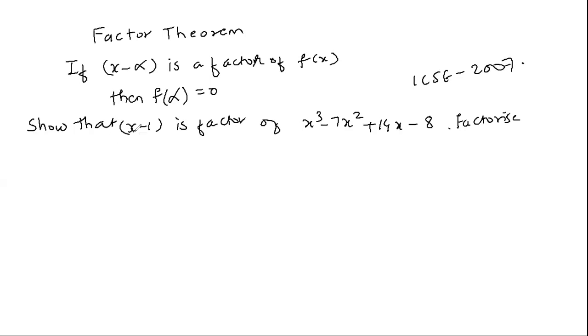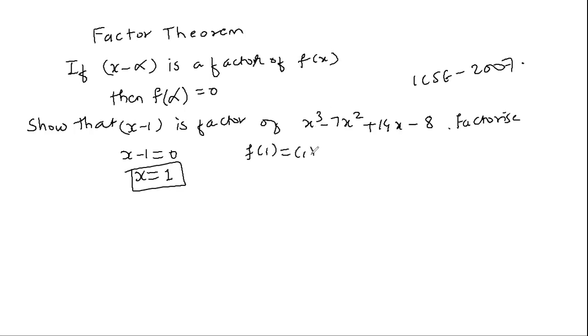So first, how to show whether x minus 1 is a factor of this? It's very simple. What we need to do is just take x minus 1 equal to 0, equate this with 0. So we'll get x equal to 1, right? And what you need to do is you just need to put f of 1 in this equation and check whether we're getting 0 or not.